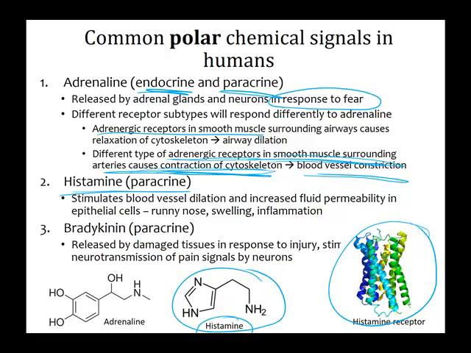Bradykinin is one more example. Bradykinin is also released by damaged tissues in response to injury. And it actually will trigger any nearby neurons. It should say stimulates. It stimulates neurotransmission of pain signals by neurons. So bradykinin is a pain molecule. And bradykinin has its own receptor. And this is adrenaline down here.